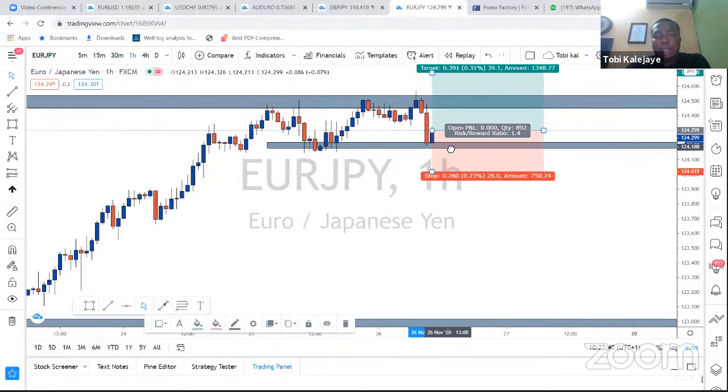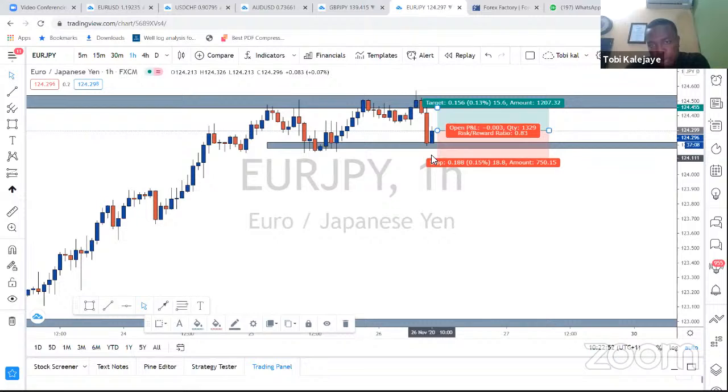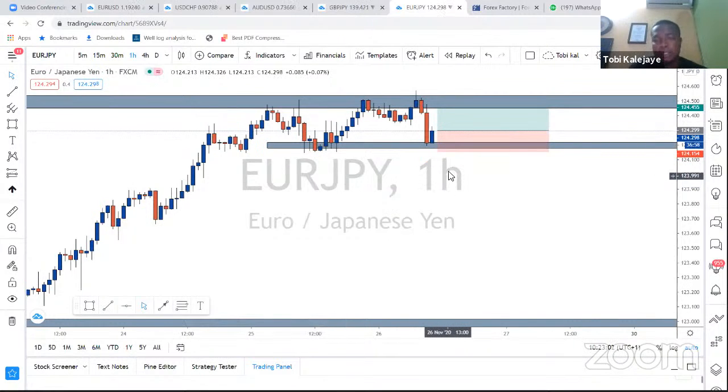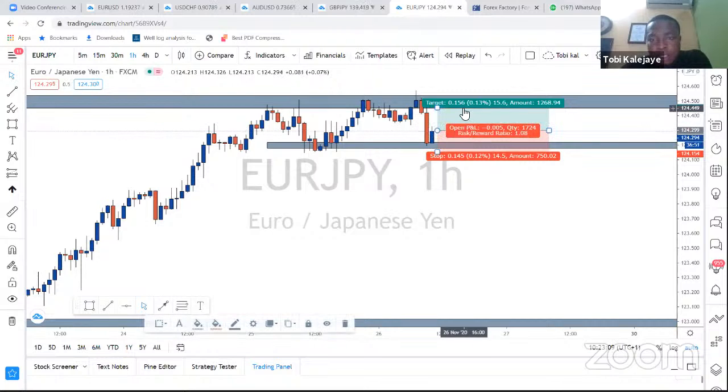So you put this at your entry. Say, for example, you are entering this trade right here. You know that your take profit level should be here, just a few pips beneath the level. And then your stop loss should be, maybe something like this, a few pips beneath the level also at the base. This has automatically helped you calculate your risk to reward ratio, okay? It tells you that your target is 0.156, your stop loss is 0.145.